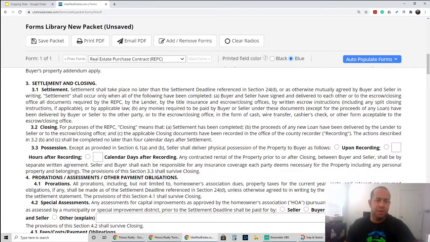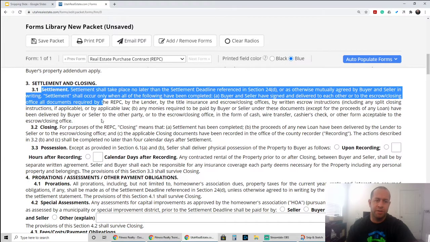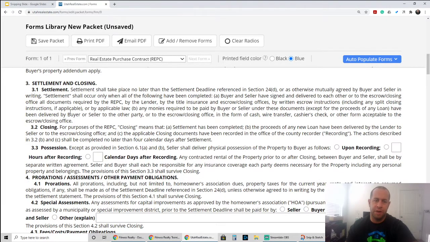Okay, settlement and closing. Settlement, of course, you guys know that's just going to the table, signing the documents. I would read this line by line, but this video would take another hour, so let's not do that. Closing, for all intents and purposes, is when the settlement's done. Everybody's signed docs. Proceeds of the new loan have been delivered by the lender to the seller or the escrow closing office, and then everything has been recorded, right? We all understand that the property is not actually transferred until after recording. That's when possession can be, and we'll go over possession.